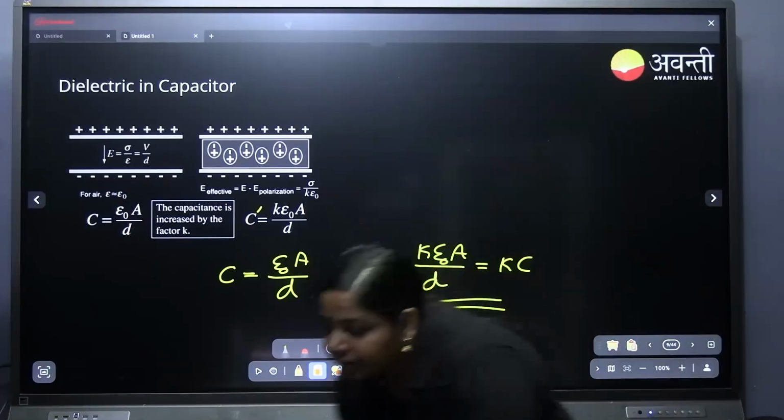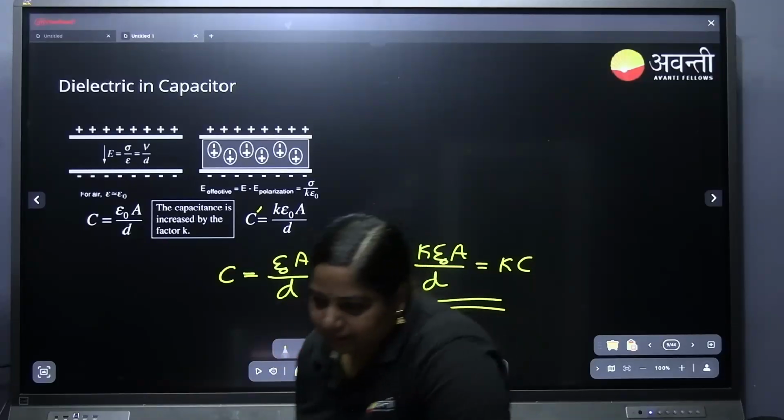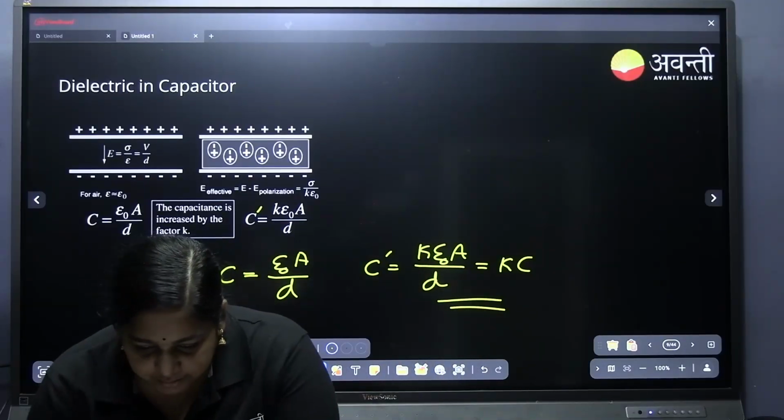Okay, the screen is not clearly visible. One second.